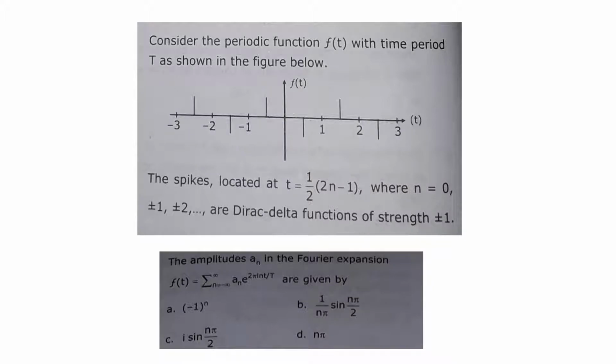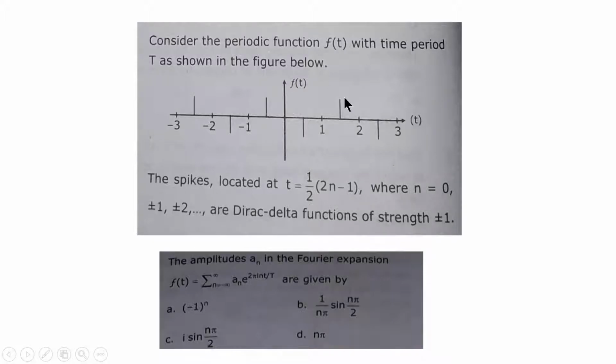So in this question we are given that f of t is a periodic function with time period T, and the spikes are located at every half a second. Here you can see one is down and one is up, so n goes as 0, plus or minus 1, plus or minus 2 and so on, and the strength of the delta function is 1. So the magnitude is 1, here you have minus 1, here you have plus 1, so therefore it goes like that.